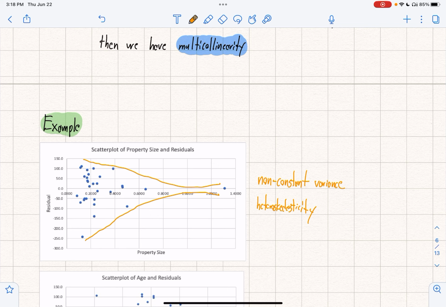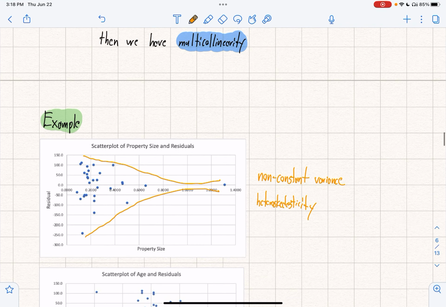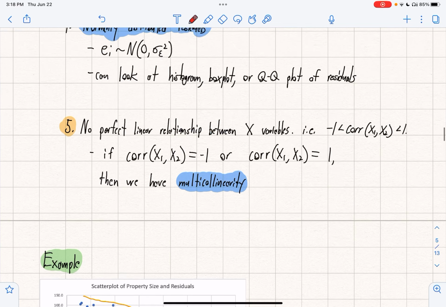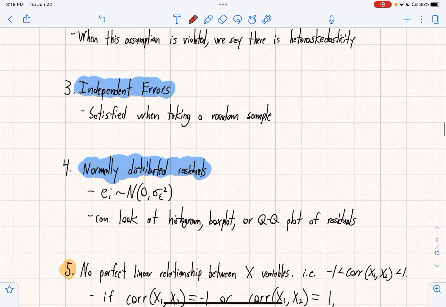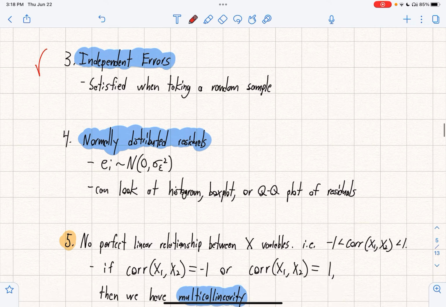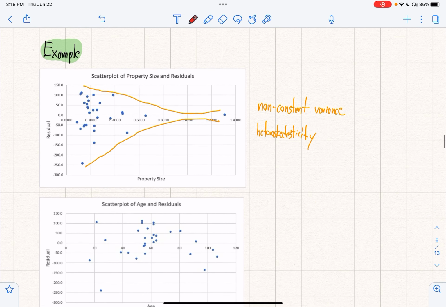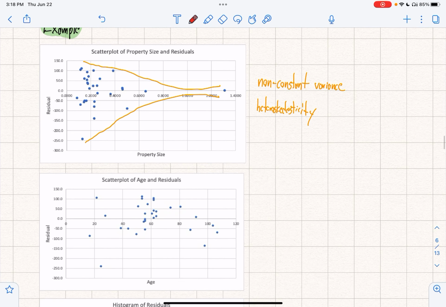But is it a linear trend? In terms of linear trends, it's pretty much a straight line. So I think we're good on that assumption. We're good on linear trend, probably not on equal variance there. We'll be good on independent errors because, like we said, we're always just going to take that as true. So let's look at the other variable, age, and our residuals.